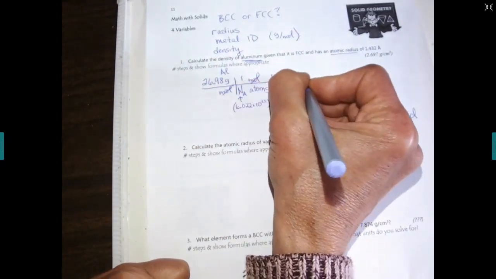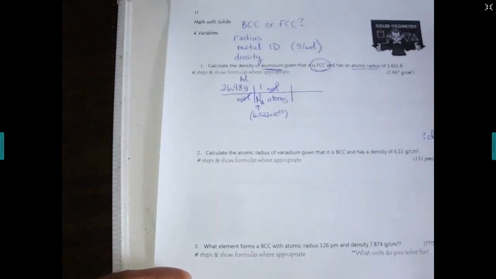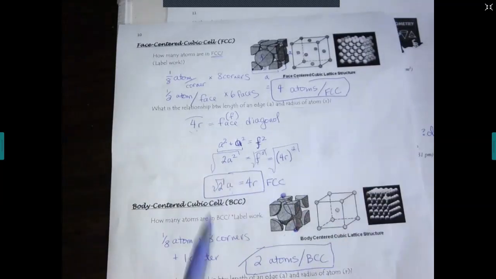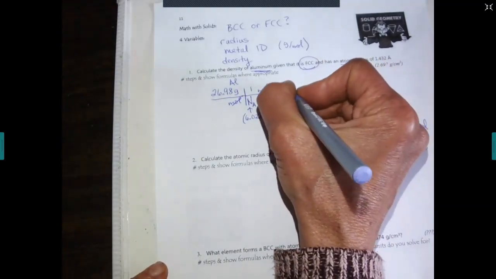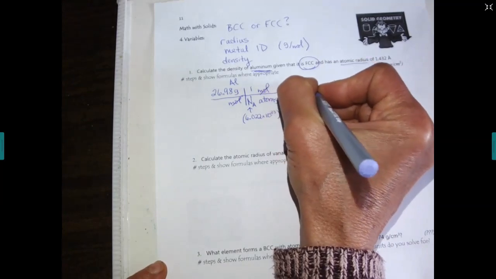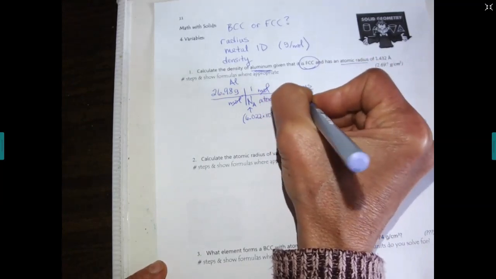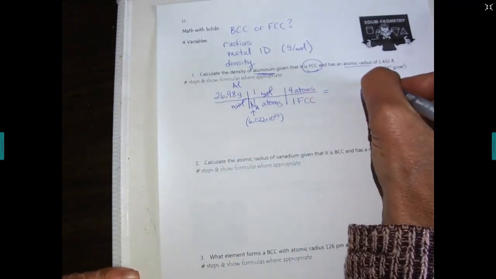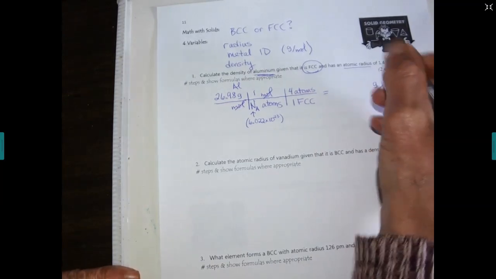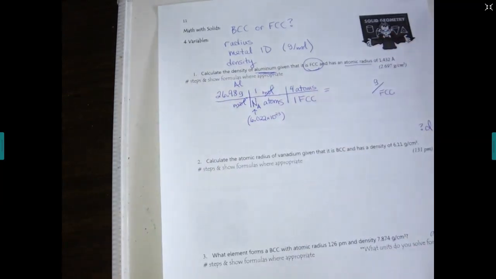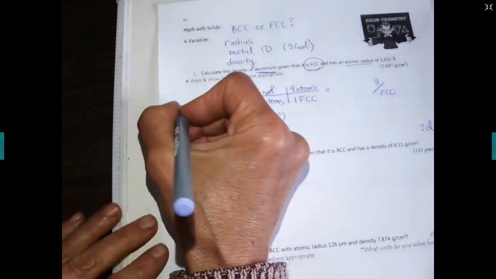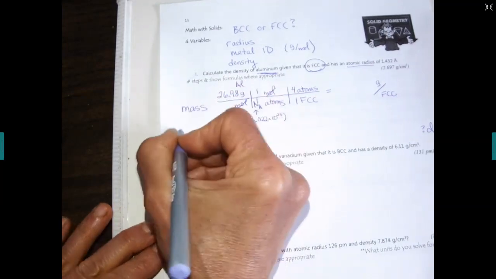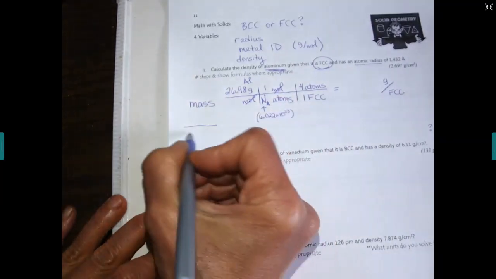And where we're going with this is, if this is FCC, if you remember from our previous page, FCC is 4 atoms per FCC, and the square root of 2 times A equals 4 radiuses. So there are 4 atoms per 1 FCC. All right, this will give us our mass per FCC. We're not done. Density, if you remember, is mass per cubic centimeter, or mass per volume. So this is our mass, and then we're going to figure out our volume.